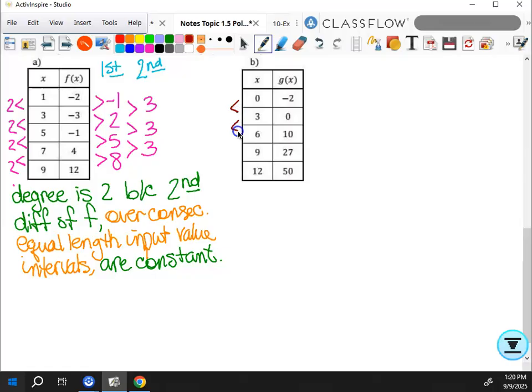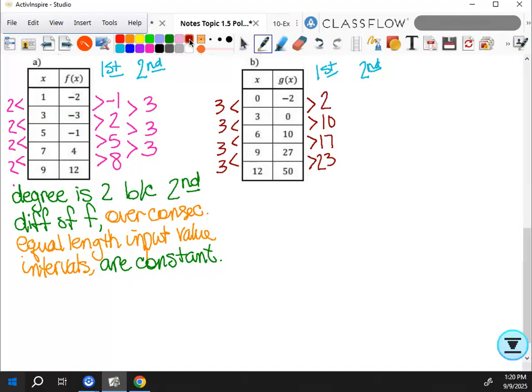We look at our inputs. 3, 3, 3, 3. They're constant. That's good. Okay. 0 minus a negative 2 is 2. 10 minus 0 is 10. This gives me 17. This gives me 23. These are my first differences. Clearly, I need to look at my second differences.